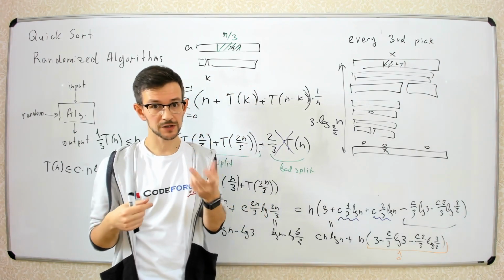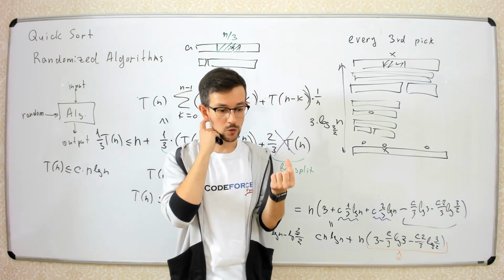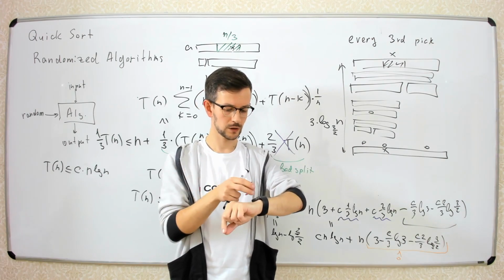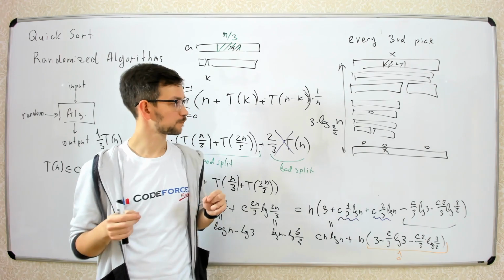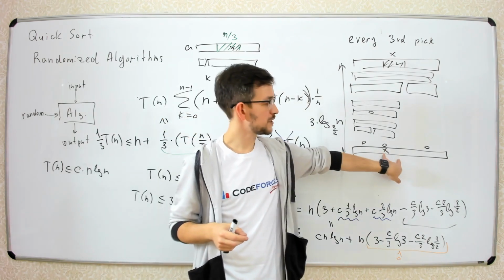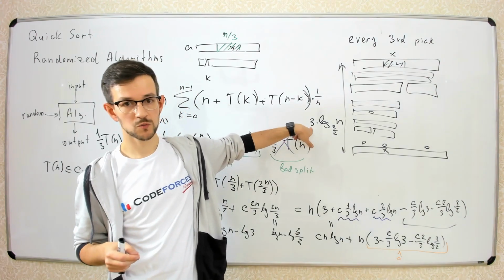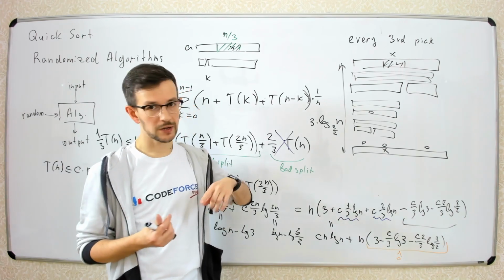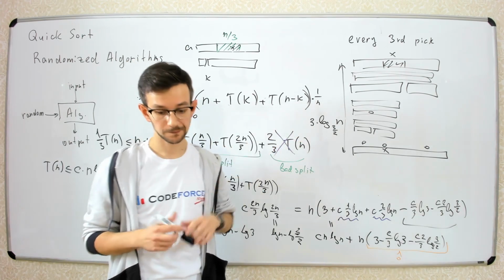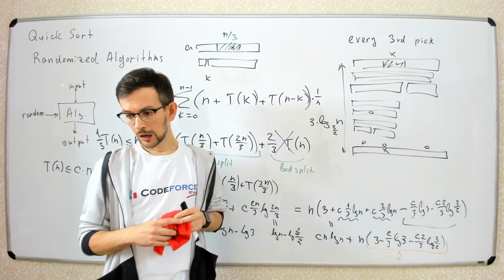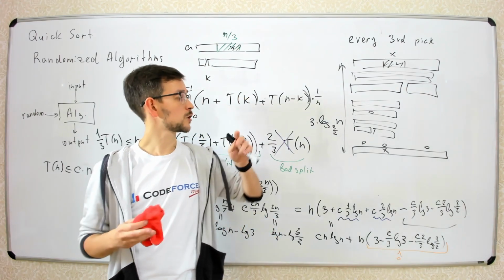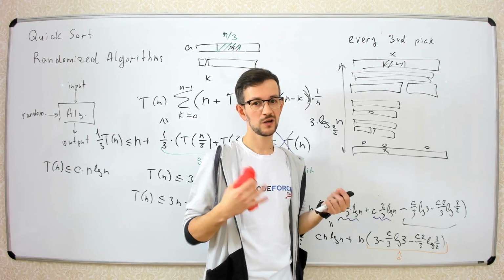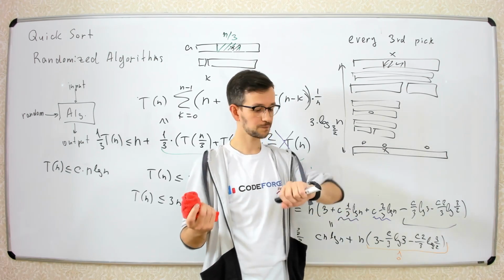If you pick 3 elements and take the median, you'll have a better probability that this element will be closer to the center of the array. And if this probability is bigger, then this constant factor will be smaller, so the total time complexity will be slightly smaller. It will still be n log n, but the constant will be smaller. Alternatively, you can pick 5 elements and pick the middle one. You will have slightly better performance and so on.